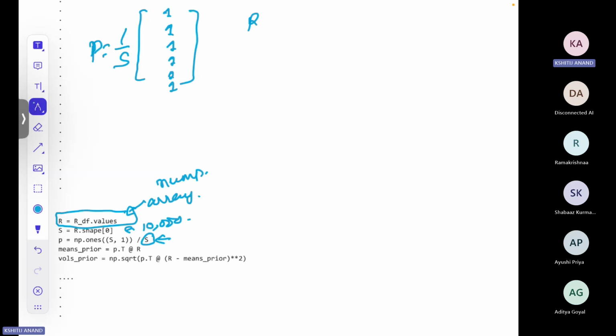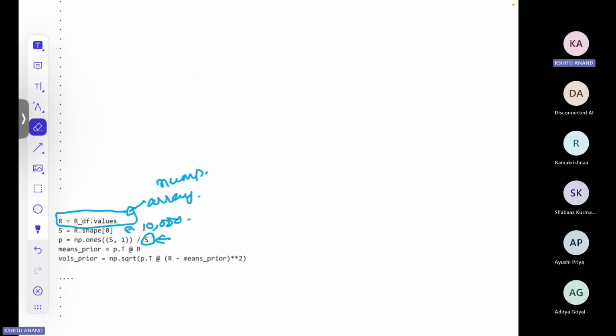So you are having the RDF matrix that was having the 10,000 different scenarios. Now, what is the probability of each of the 10,000 different scenarios? The probability is 1 by S. Basically, you are multiplying here, right? So that is your P.